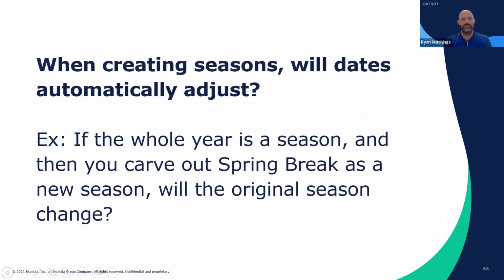When creating seasons, will dates automatically adjust, i.e. spring break as a new season? Will the original season change based off of the adjustments year to year? Yeah, so we actually give you all the control to select the dates that you use both when you're creating seasons and copying seasons. So you could set dates for, let's say, spring break 2024. And then when it's time, copy those same base rates and minimum night stay, and then apply them to dates that you set for your spring break 2025.